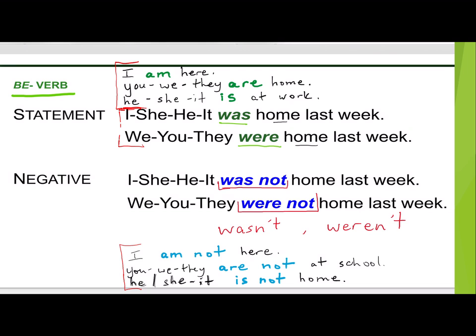Notice there's no ing verb on any of these. What are we learning about the subject? We are learning about the subject's location. For location, we use be verb as the only verb. In other words, the be verb is the main verb.